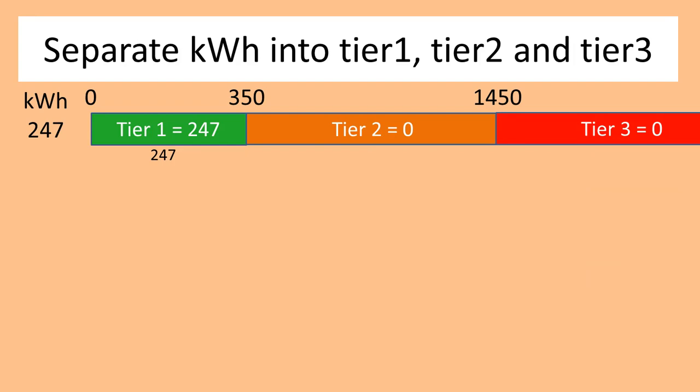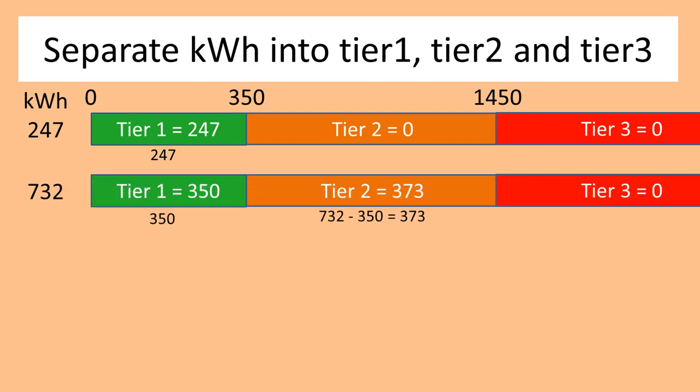Because the billing rates are different for the different tiers, we need to determine how many kilowatt hours are in each tier. In the first example, only 247 kilowatt hours, so everything is in Tier 1. In the second example, 732 kilowatt hours are used. The first 350 kilowatt hours are in Tier 1, and the rest that are remaining are in Tier 2. We can determine Tier 2 usage by subtracting the 350 of Tier 1 from the total kilowatt hours of 732, which gives us 373 kilowatt hours for Tier 2.